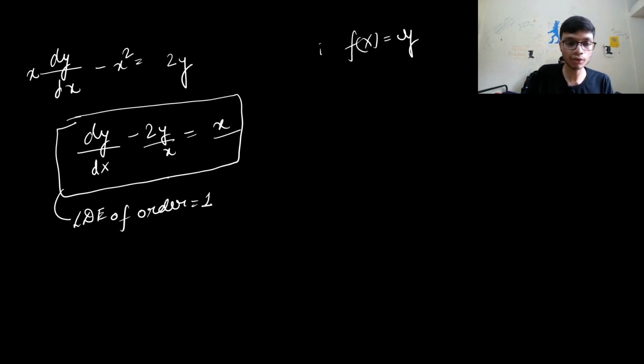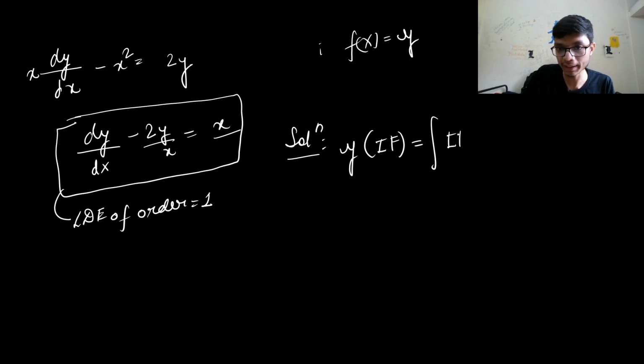How do we solve this linear differential equation of order 1? I hope you have watched some of my video shorts where I have explained how to solve it. Its solution is directly written as y into the integrating factor equal to the integration of the integrating factor multiplied with the value present on the right hand side, let me assume that as Q, into dx. This is basically the solution of the linear differential equation of order 1.